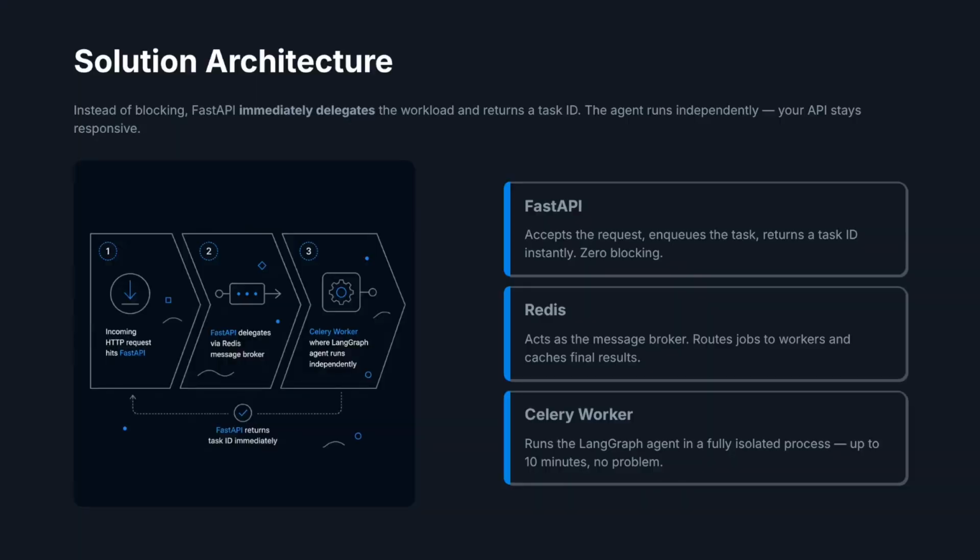So here is the thing. Instead of making your API wait, FastAPI hands the job straight to Celery. It immediately returns a task ID. Redis sits right in the middle, acting as the message broker. Your OneGraph agent runs completely independently on a separate worker process. We will look at task polling later.